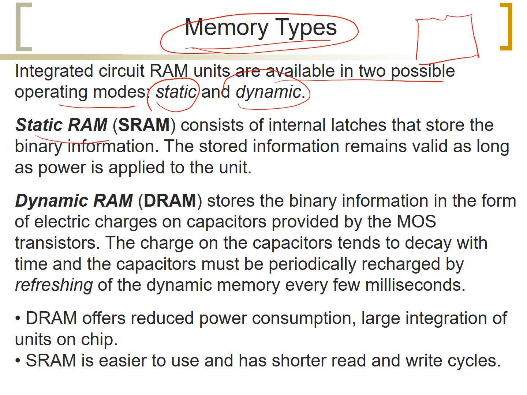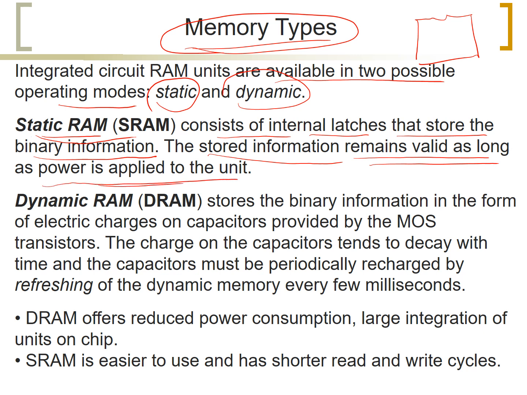The static RAM consists of internal latches that store the binary information, and it's called static because the stored information remains valid as long as power is applied to the unit. If we disconnect the power from the unit, the information will go; it will not stay.